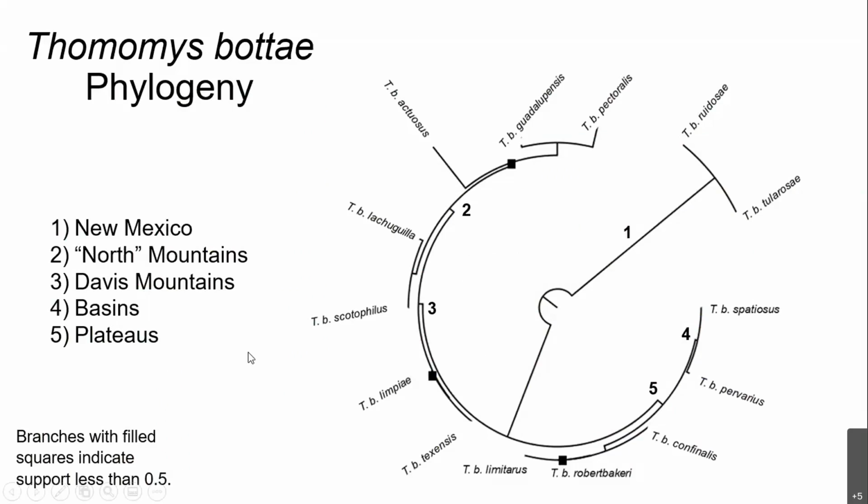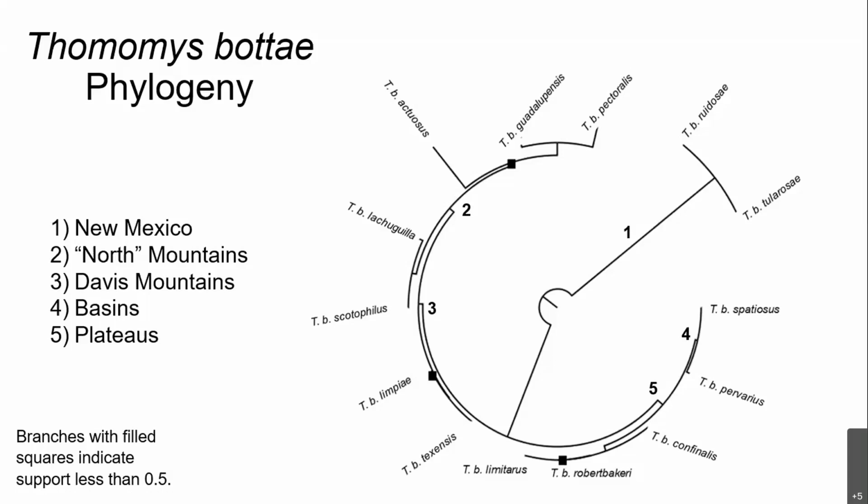TB ruidosae and TB tularossae, which are the New Mexico pocket gophers that we also sequenced, belong to their own group. North Mountains, I have that in quotes. That's not like a region or anything. These terms are placeholders, but North Mountains are just basically the mountains that are north of the Davis Mountains. They'll probably change, but those are subspecies Guadalupensis, Pectoralis, Actuosus, Lochagia, and Scotophilus.